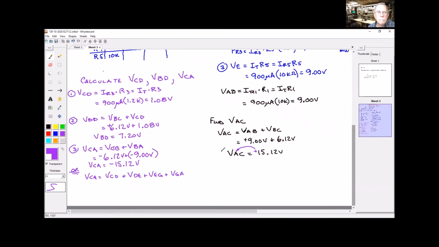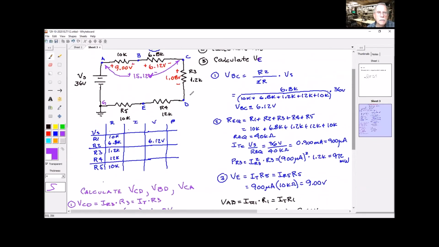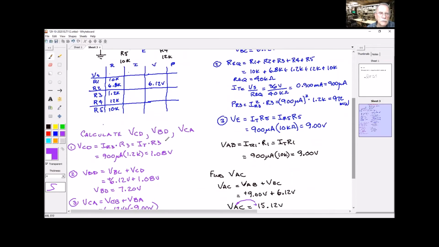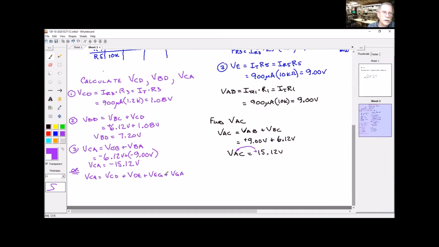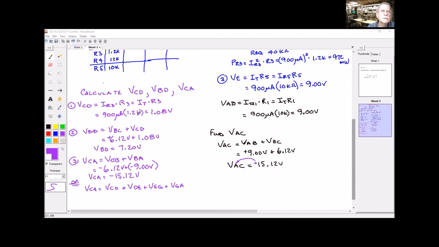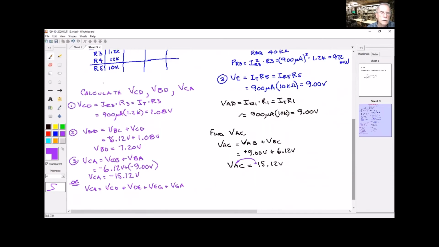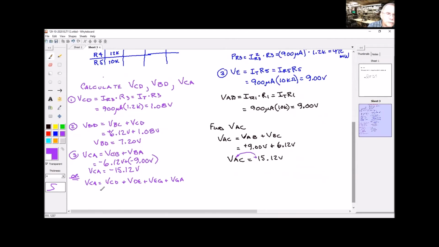So it would be C to D, D to E, E to ground, ground to A. 1, 2, 3, 4 terms. So what do we put in? For CD, the value is 1.08, and C is the first subscript, so it's a plus 1.08.